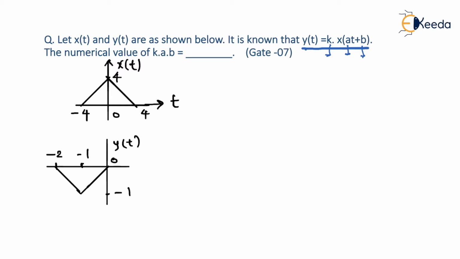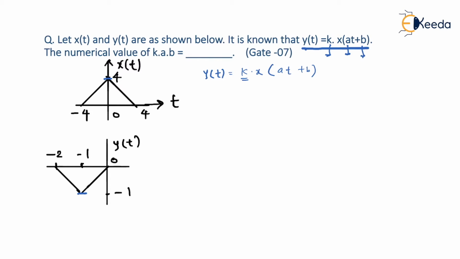So what is given? Let me just write it again. y of t is equal to k times x of at plus b. We know that this k basically alters the amplitude. So as you can see, the original amplitude of x of t is 4 and the new amplitude of y of t is -1.